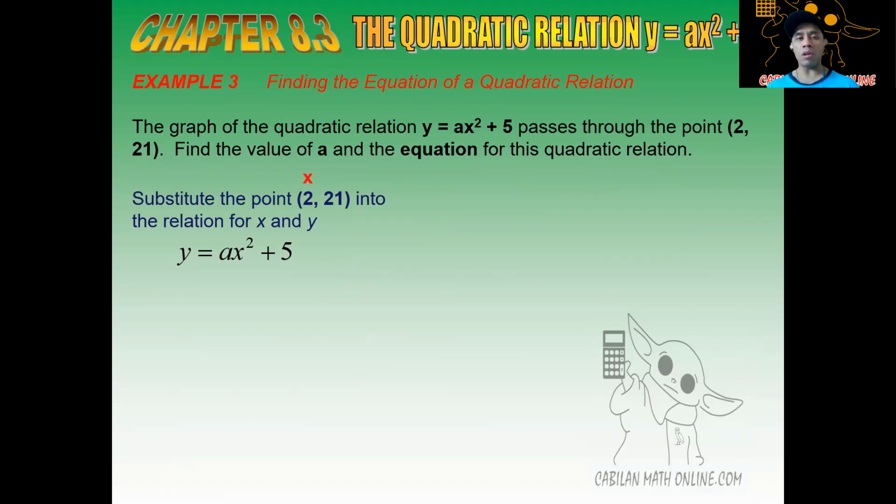So this 2 is going to go in where the x is, and this 21 is going to go in where the y is. All right. Now you're going to see in the next step, when I replace the x with 2, don't forget to put brackets around it.